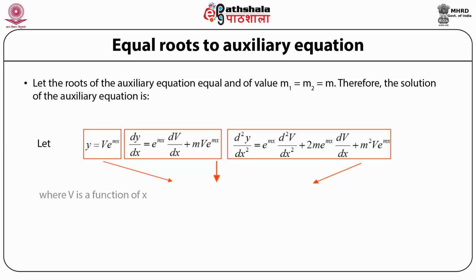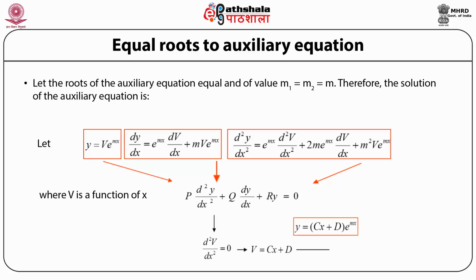Now, if you put v as a function of x and then put it into the general equation p d squared y by dx squared plus q times dy by dx plus ry is equal to 0, we end up with d squared v by dx squared is equal to 0, which gives the solution v is equal to cx plus d. Therefore, the solution is going to be y is equal to (cx plus d) times e to the power of mx.